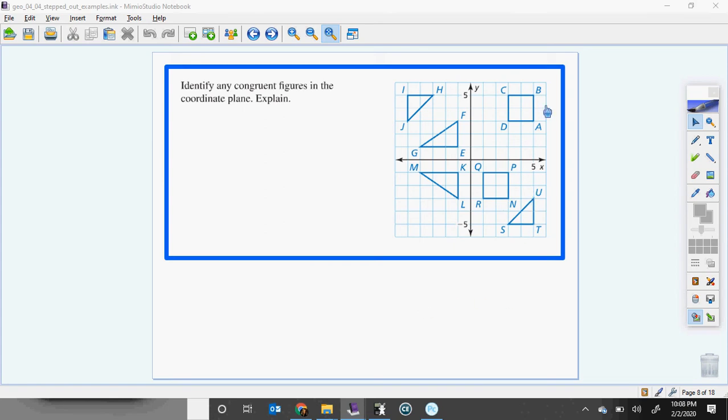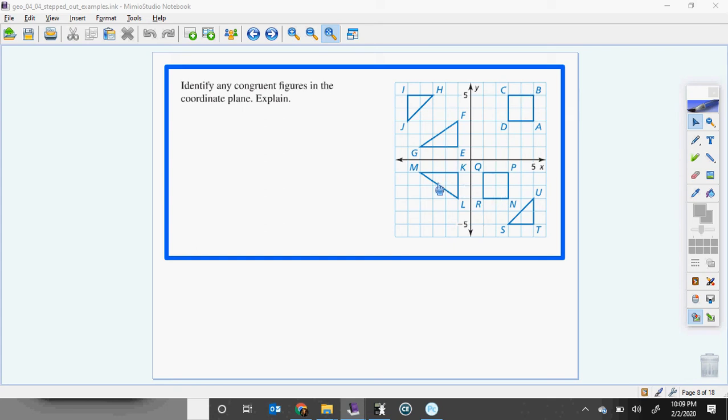Well, let's start off with our squares. I know it's a square because it's 2, 2, 2, and 2. You have a side length of 2. Well, up here I have another square that has side lengths of 2. Because they all have side lengths of 2 and they are 90-degree angles, these two squares are congruent.